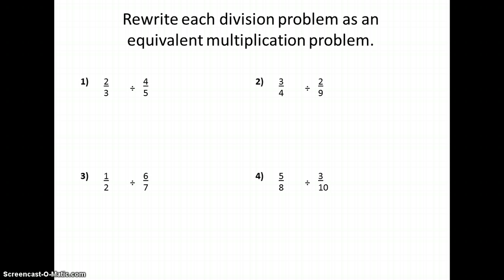Now, do these 4 problems in your notebooks. All you need to do is rewrite each division problem as an equivalent multiplication problem. Pause the video now and do numbers 1 through 4 in your notebooks. When you are done, restart the video and continue on the next slide.